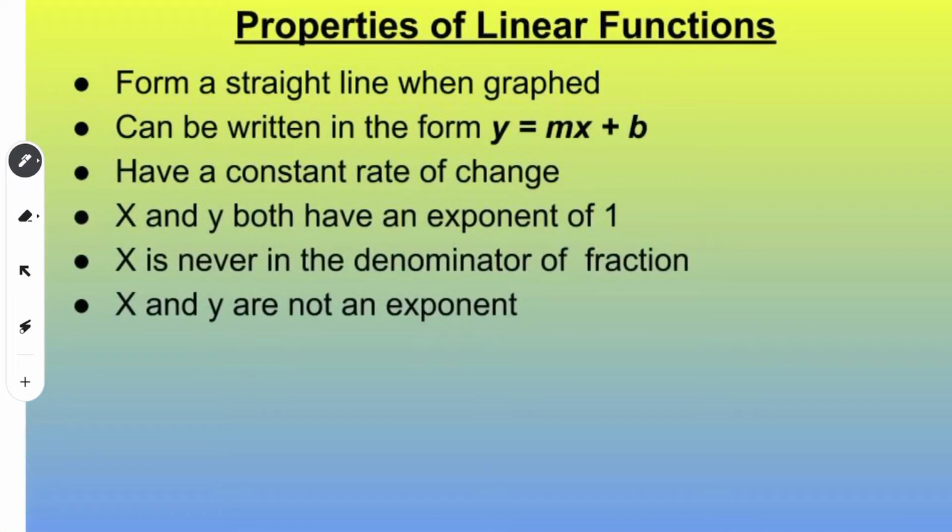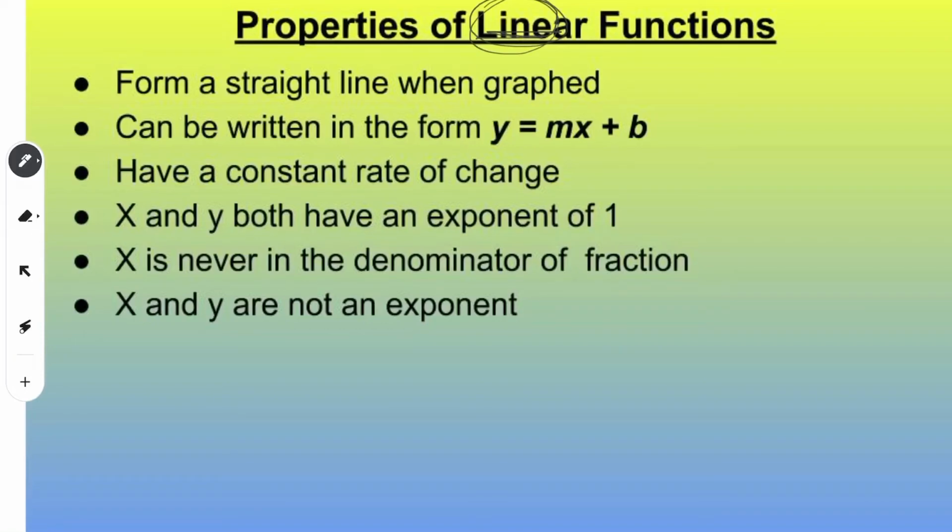Properties of linear functions. Linear functions always form a straight line when graphed. If you look at the first four letters of linear, you can see the word line. So you always associate linear functions with the word line. Straight lines. They always form a straight line when graphed.